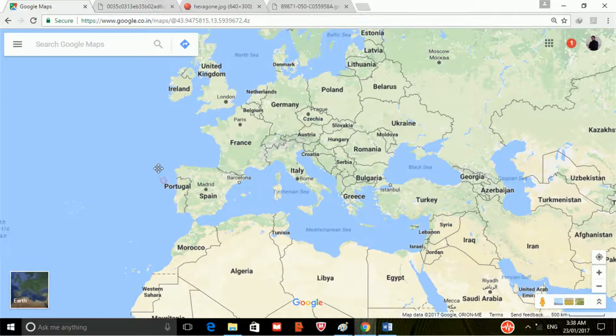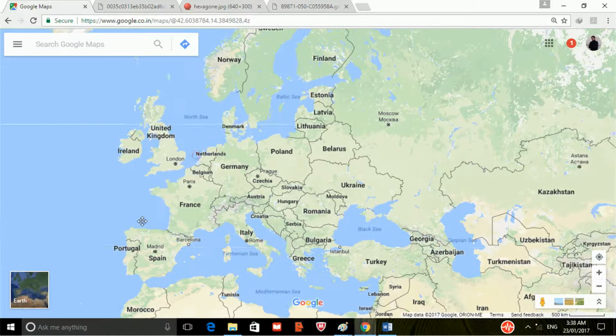Alright, then we have Portugal. How I remember Portugal is it looks like it has taken some of the ports of Spain. So I look at this map, this country that has taken some of the ports of Spain, that's Portugal.